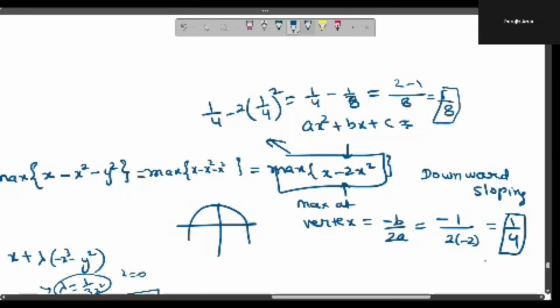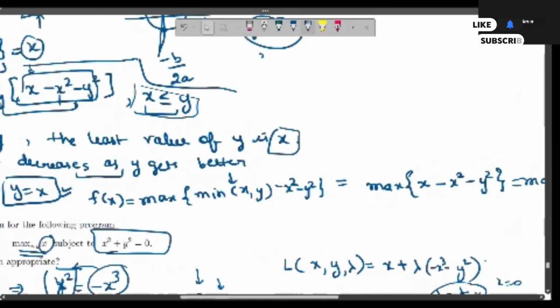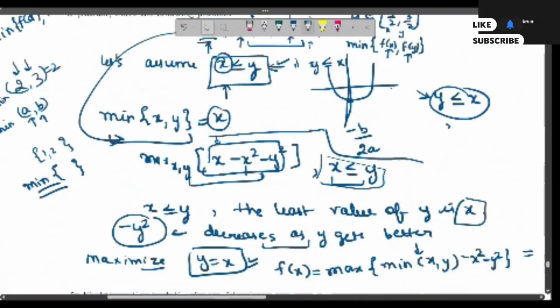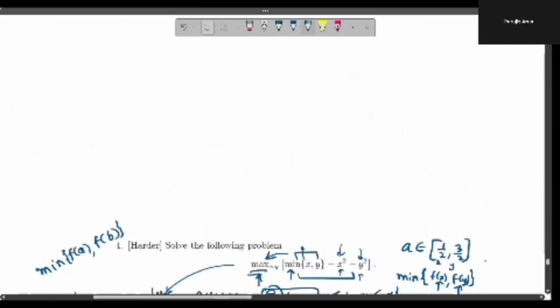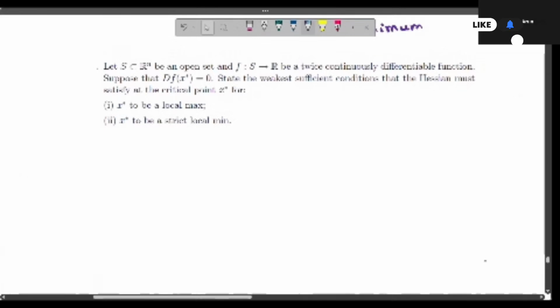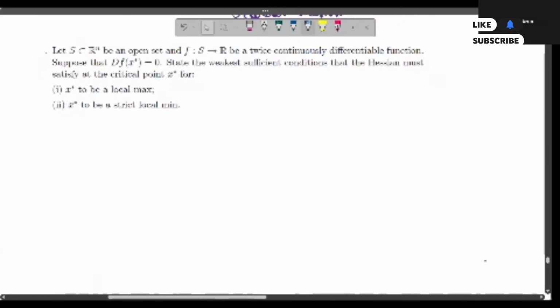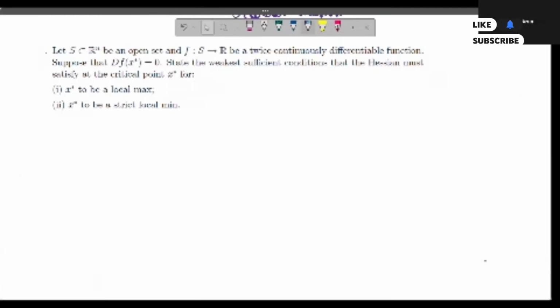So this is how you knew Lagrange, but this is how you can set this up for the level of questions you are getting in your question paper. This is the one which is for Hessian.